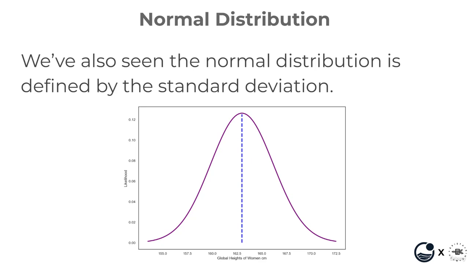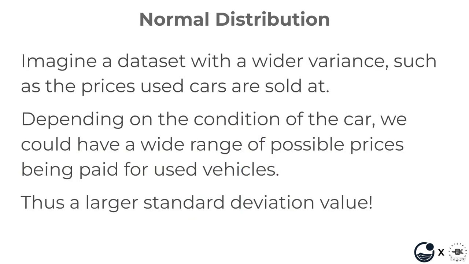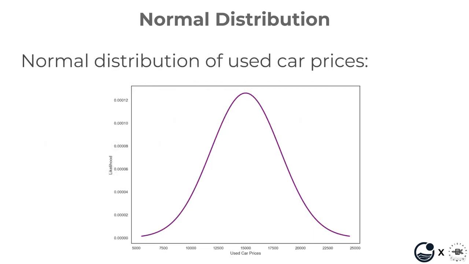We've also seen the normal distribution is defined by the standard deviation, which is essentially a metric related to the variance of the distribution. Imagine a dataset with a wider variance, such as the prices used cars are sold at. Depending on the condition of the car, we could have a wide range of possible prices being paid for used vehicles, thus a larger standard deviation value.